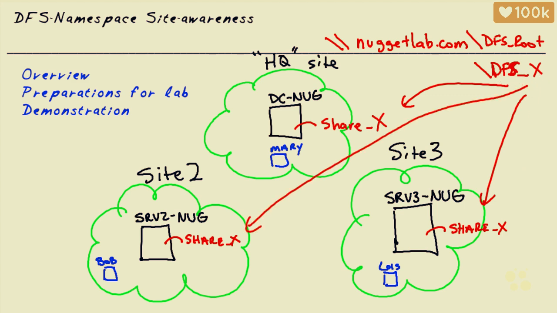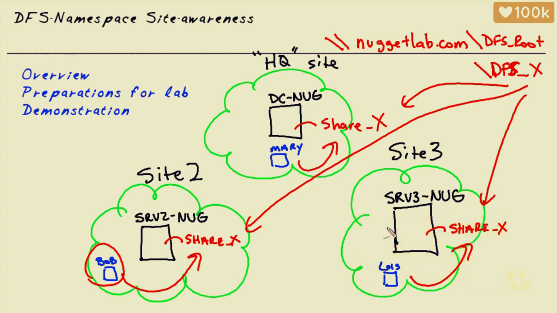Now, regarding site awareness, if the user Bob goes to that virtualized share of DFS_X, and he's in site 2, it would make sense for the referral that's given to Bob to go to the local share at site 2, as opposed to using a WAN link to go to some remote site. And that's exactly what happens by default. So Bob would be referred to this share at his local site. Mary would be referred to this share at her local site. And Lois would be referred to this share at site 3 because she is in site 3.